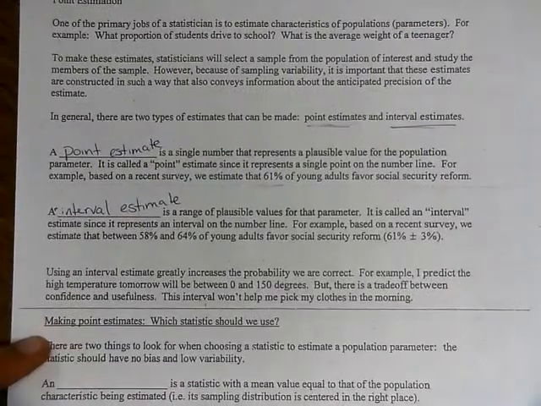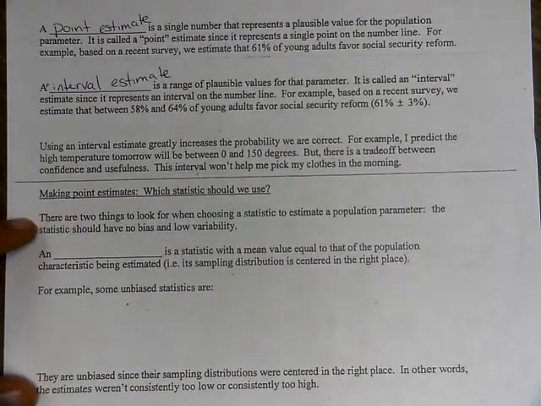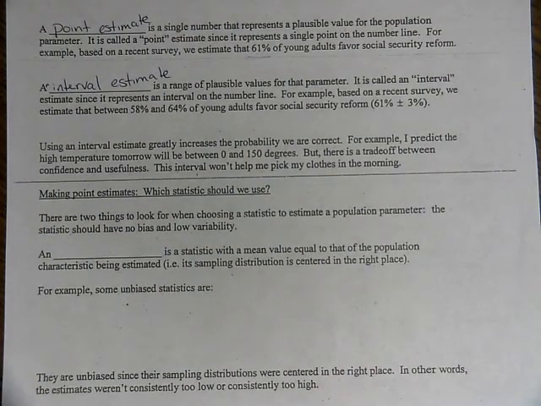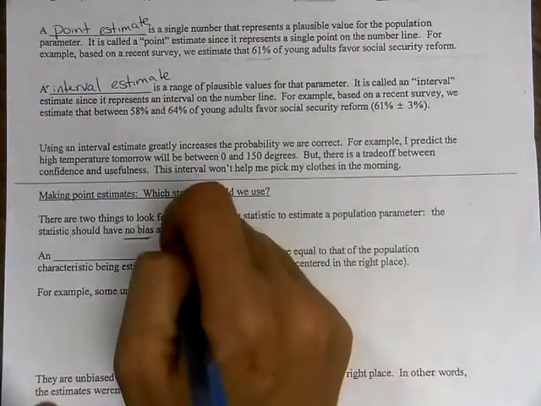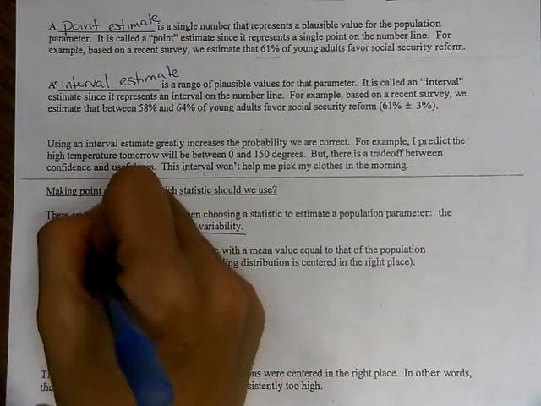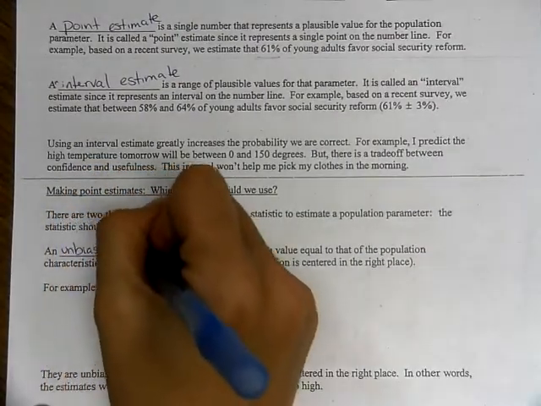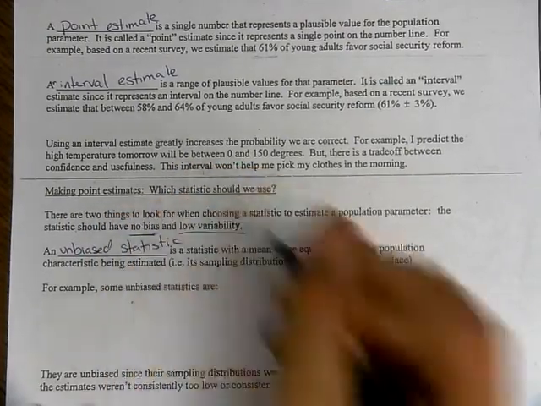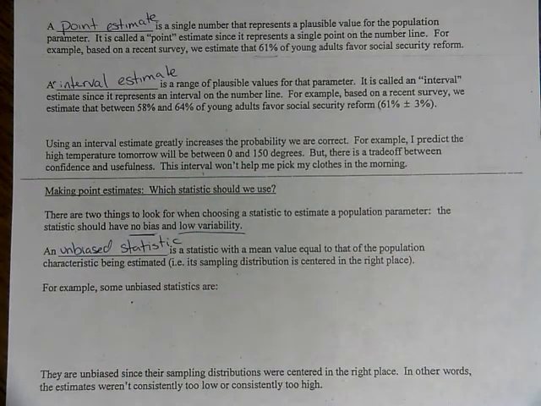So for making point estimates, what should we use? There are two things to look at when you're choosing a statistic to estimate a parameter. It should have no bias and low variability. An unbiased statistic is a statistic with a mean value equal to that of the population characteristic that's being estimated. So its sampling distribution is centered at the right place.